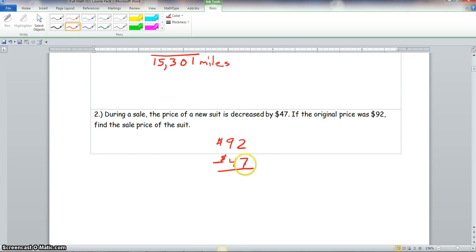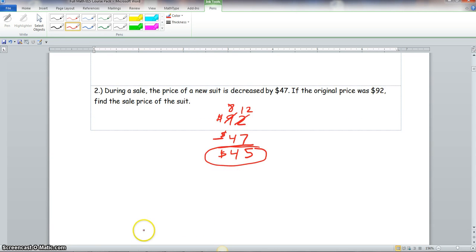Okay, so now we know we cannot subtract 7 from 2, so we borrow 1 from the 9. That would give us 8, and this 2 would become 12. So 12 minus 7 is 5, and 8 minus 4 is 4. So your final answer here is $45. That is the sale price. And we're done with 1.3.